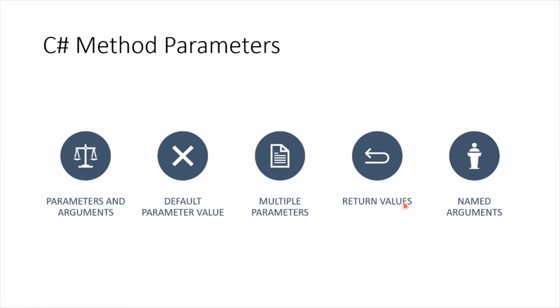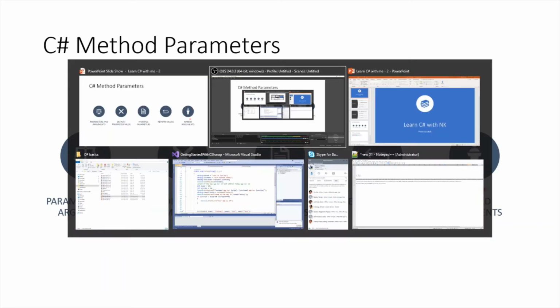I will talk about them in a while in action. You have return type, return values, you have a named argument. So we will talk about all of them in a while. Okay, let's go to our example.